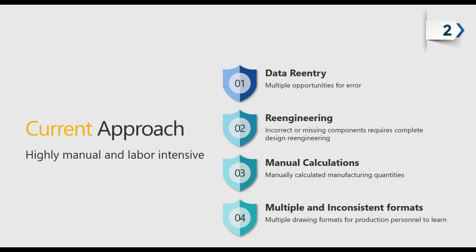When all you have is a PDF drawing of the harness from your customer, manufacturing quantities like wire lengths and installation totals must be manually added up.